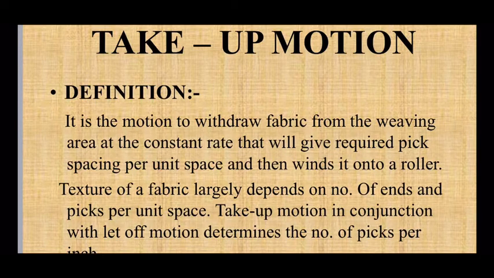So here we are covering two functions. It is withdrawing the fabric from the weaving area as it is woven, means just after beating up, and winding it onto the cloth roller at a constant rate, and this rate will decide the space between two picks, and this will finally decide picks per unit space, that is PPI or picks per centimeter.